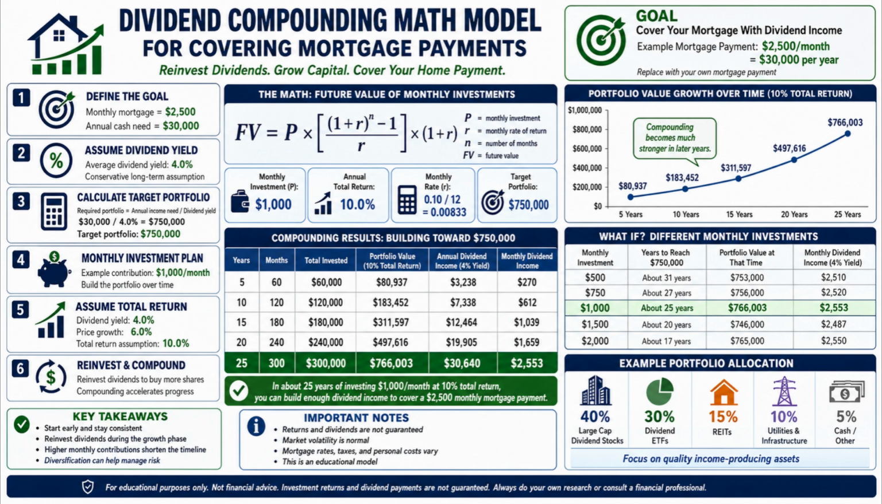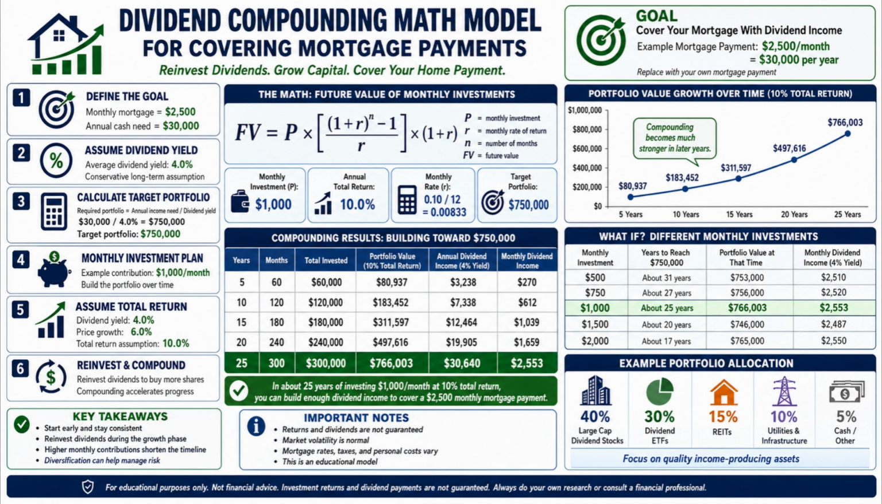Next, we need to assume a dividend yield. In this model, we use a 4% average dividend yield as a conservative long-term assumption. So, to calculate the target portfolio size, we divide the annual income need of $30,000 by the 4% dividend yield. The result is $750,000. Therefore, a portfolio of around $750,000 could generate approximately $2,500 per month in dividend income at a 4% yield.